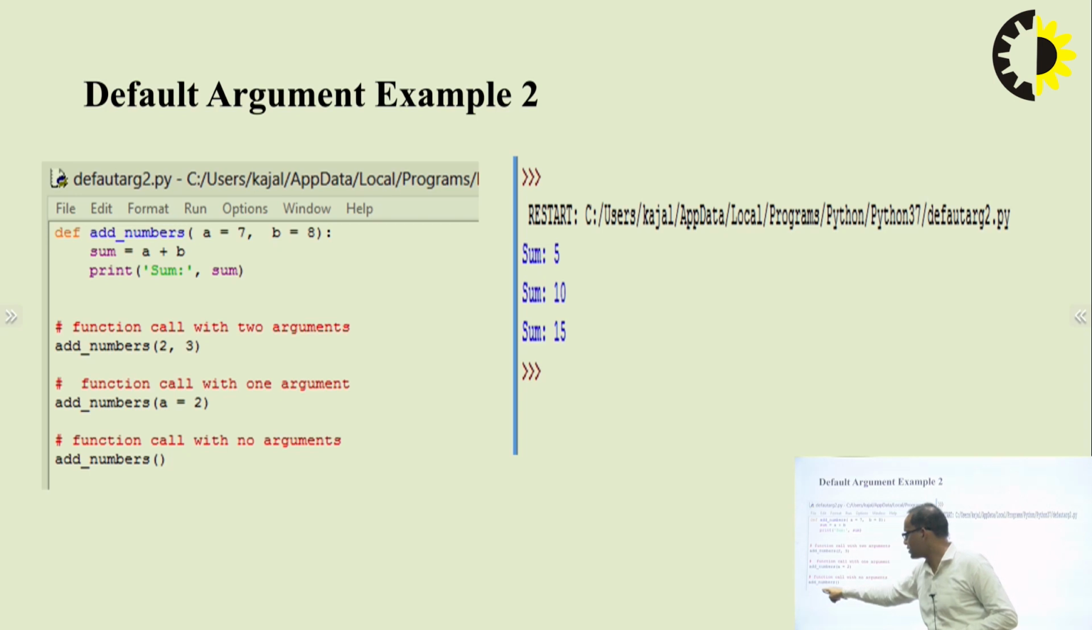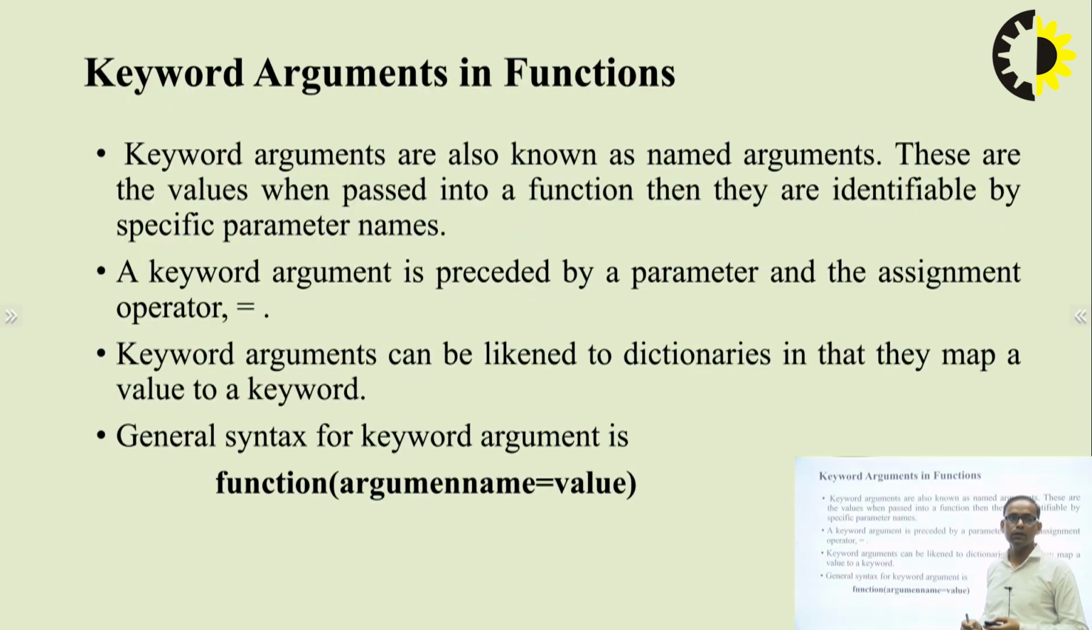Again here in this case, this is the function, again function calling, and I am not passing any parameter. Neither the value of a is passed, nor the value of b. So in this case, the default values of a and b will be considered, and the default value of a is 7 and the default value of b is 8. So 7 plus 8, that is 15, will be printed. So this is the concept of the default argument in Python.